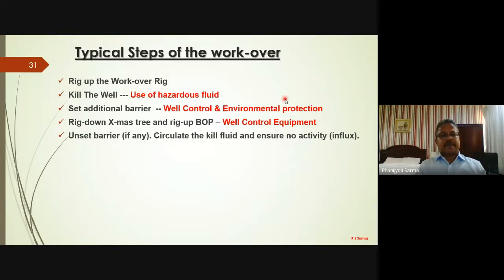Then unset barrier. That barrier we have set in step 3. This barrier is set in order to place this secondary barrier. Now this secondary barrier is placed, and then this barrier has to be removed. And then once it is removed, circulate the kill fluid and ensure that there is no activity, no influx from the formation.